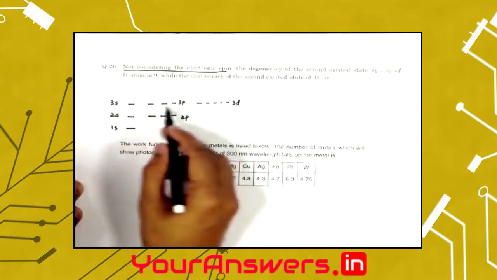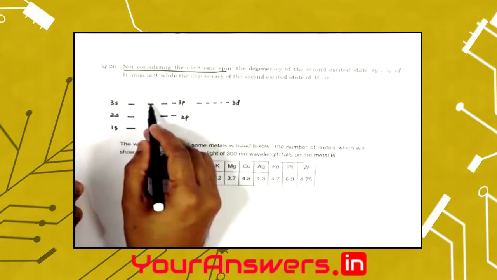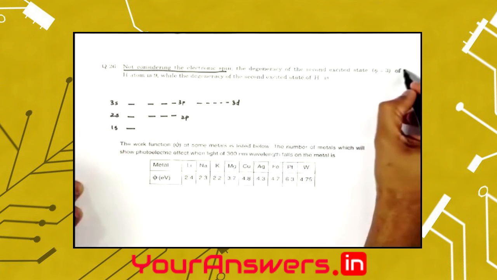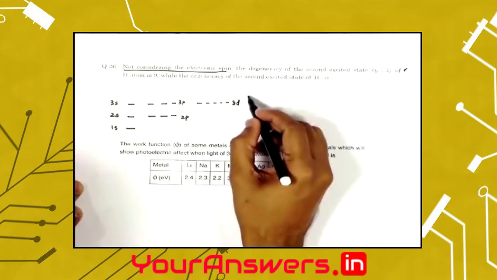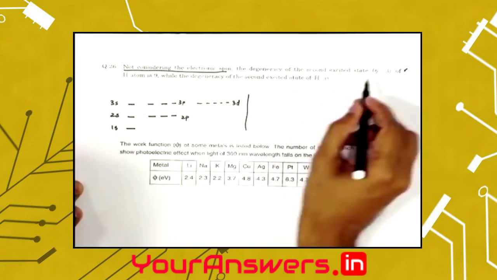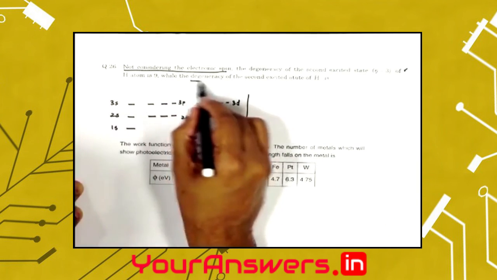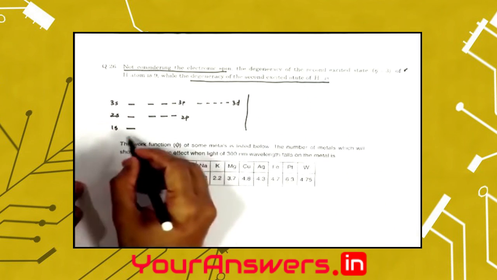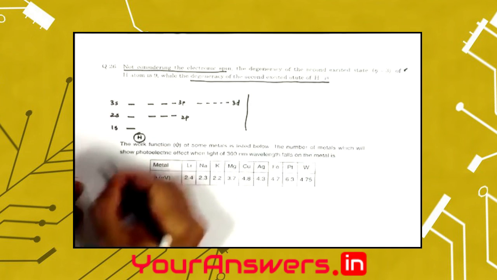How many orbitals were there? 1, 2, 3, 4 plus 5. So, there were 9. So, we understood this part of the question. The question actually asks, if this is the case, what is the degeneracy of the second excited state of H minus ion? Now, this is for H, which has 1 electron.